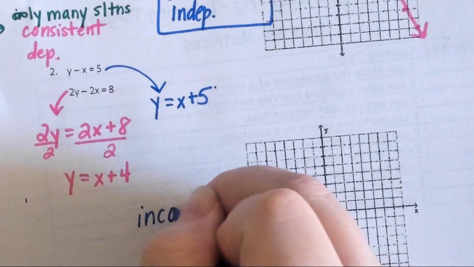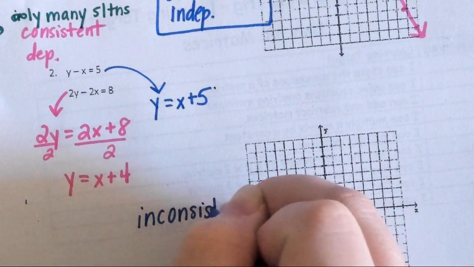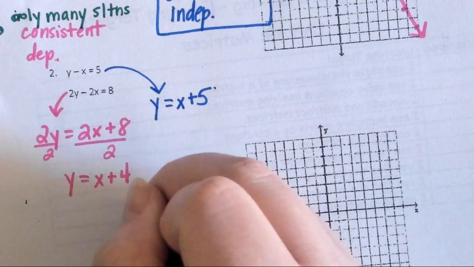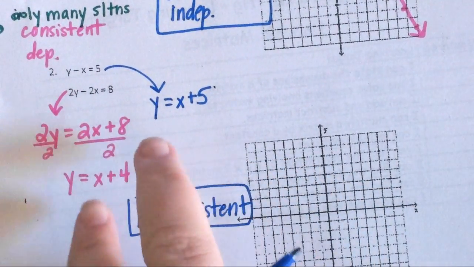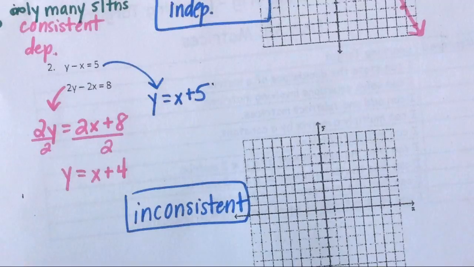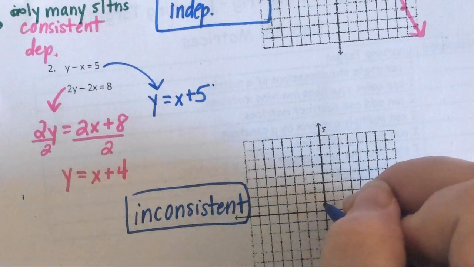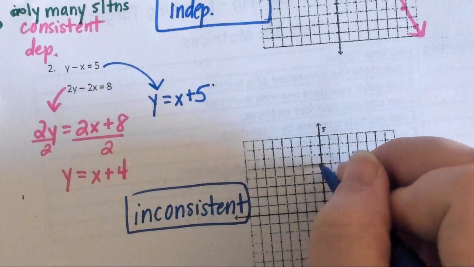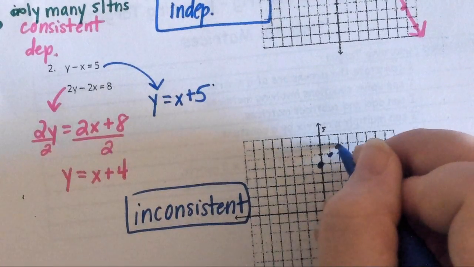And why am I putting inconsistent? Because there's no solution, because these lines are going to be parallel. They have the same slope of 1. They have different intercepts. They're going to be parallel. Now, if it would make you feel better, of course you can graph it: 1, 2, 3, 4, 5, up 1 over 1.